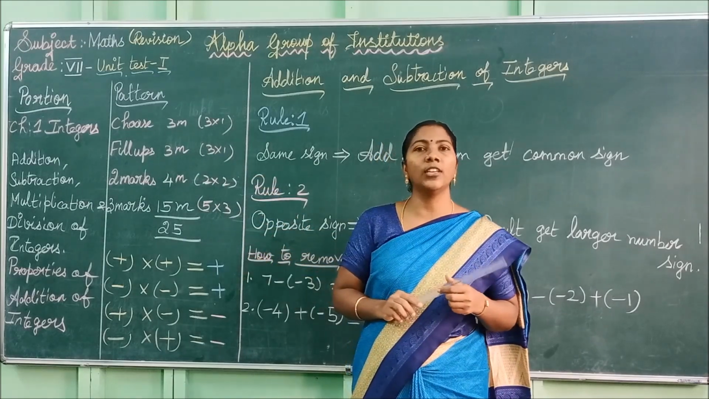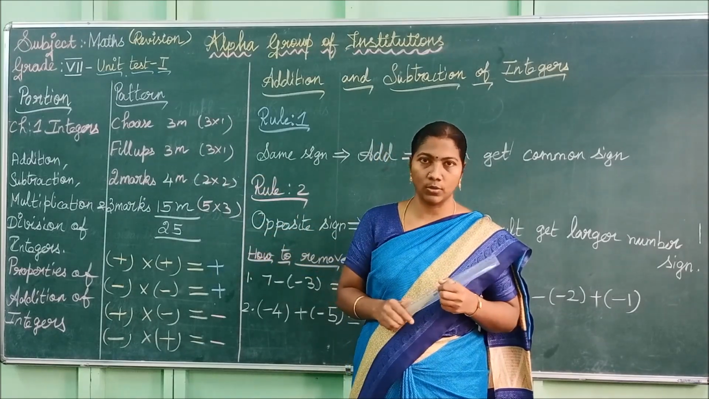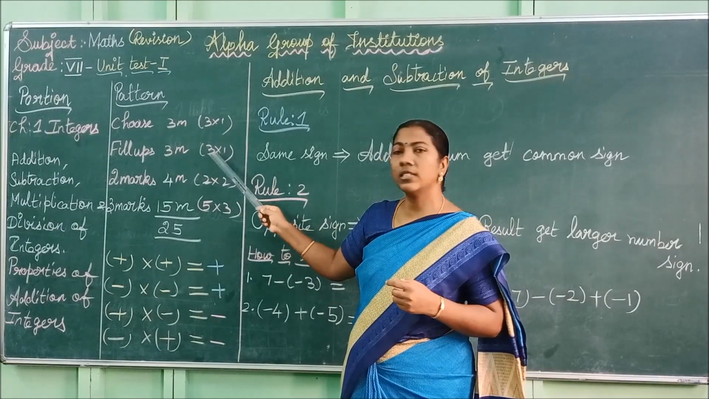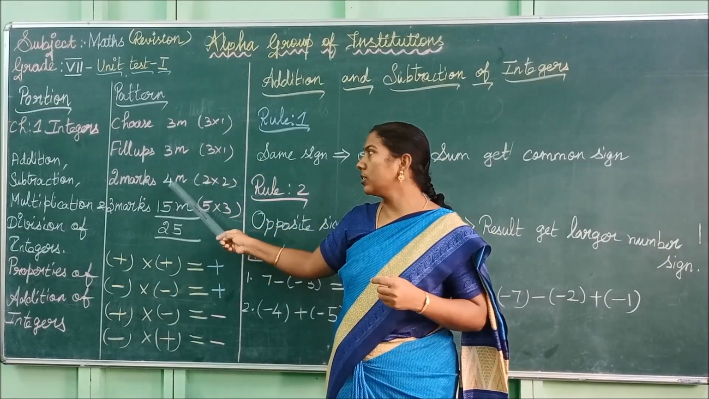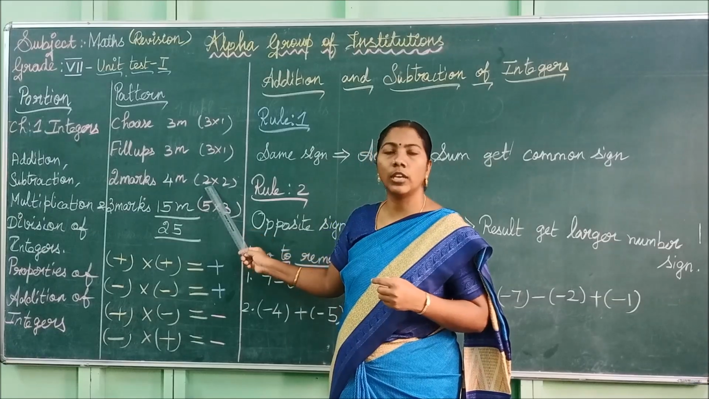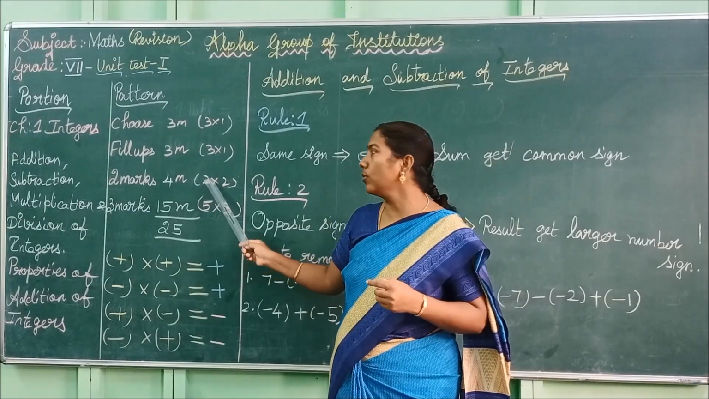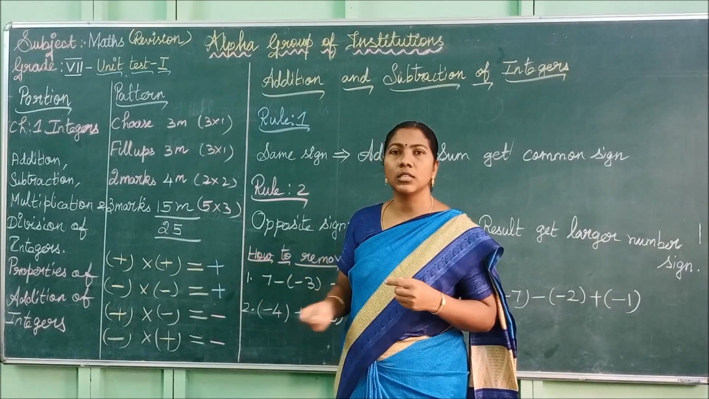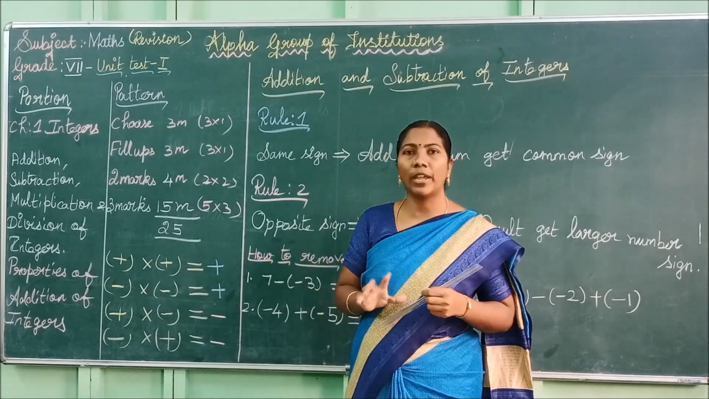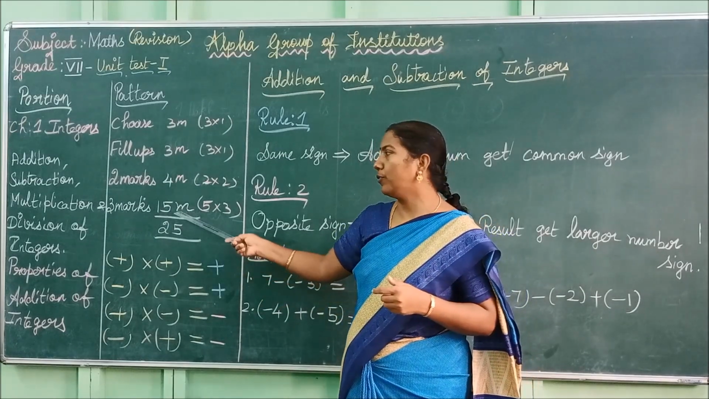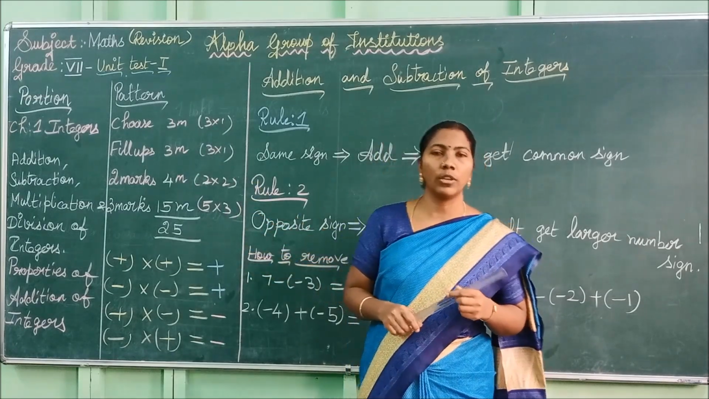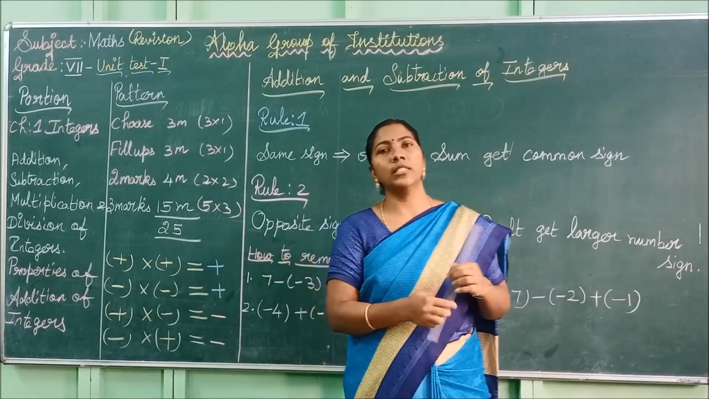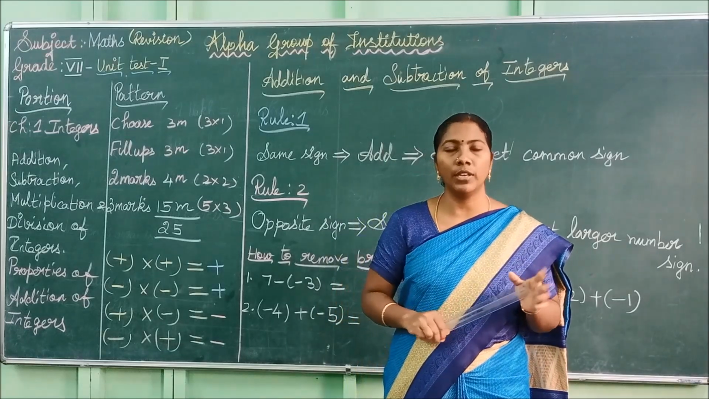You are going to write unit test 1 for 25 marks. So 1 mark comes for 6 marks, that is, choose 3 marks, fill up 3 marks. And 2 marks, you have to attend 2. There will be a choice for you. So 2 into 2, 4 marks. And for 3 marks, you have to attend 5 questions. So 5 into 3, 15, there will be a choice. So totally you are going to write 25 marks. Now we are going to revise each and every concept one by one very slowly.